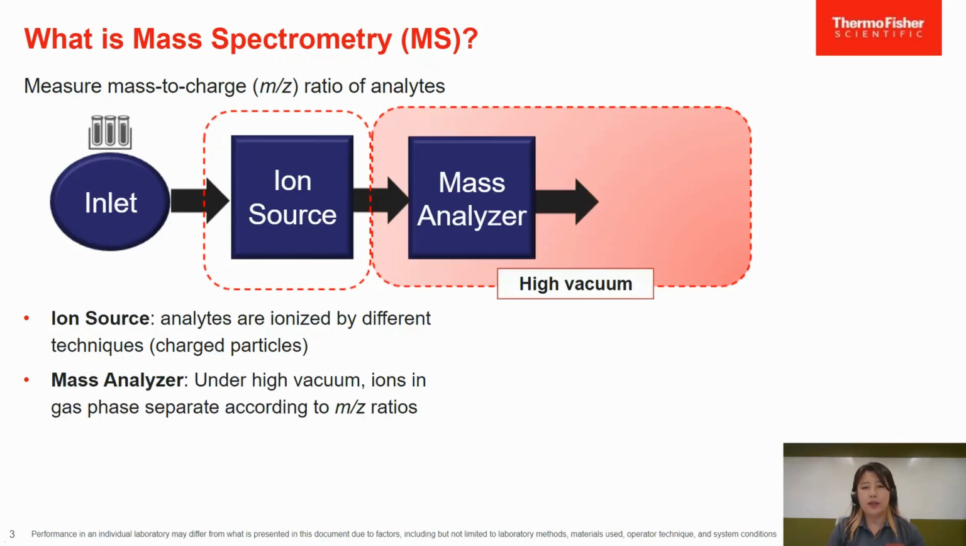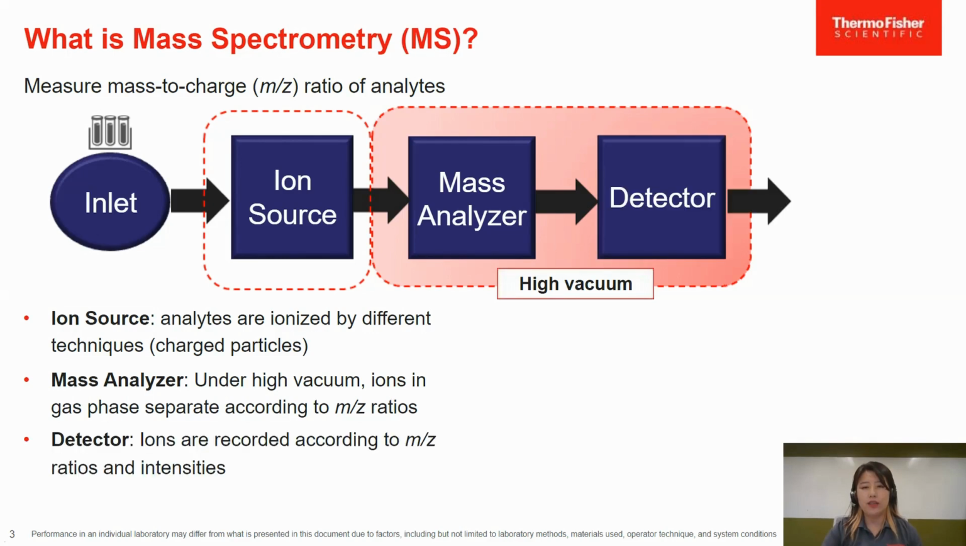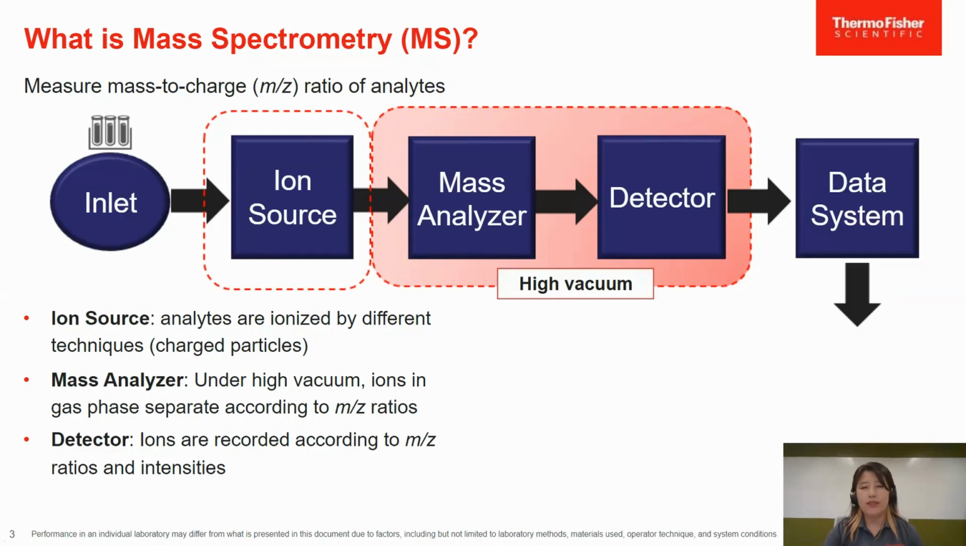In this mass analyzer, ions in gas phase separate according to their m/z ratios. And by the detector, the ions are recorded according to their m/z ratios and intensities. Mass analyzers and detectors operate under high vacuum. After the data system, here is an example of a mass spectrum. The m/z values on the x-axis and their intensities or relative abundance on the y-axis are recorded.